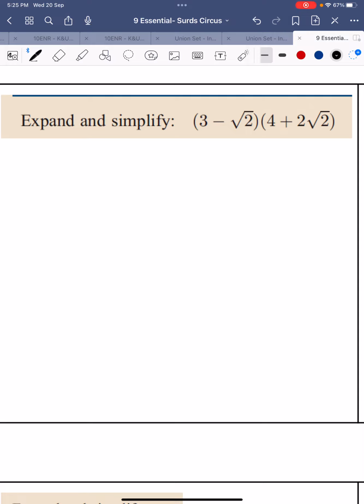So here's some more surd multiplication. I'm going to use a grid method here. So we're going to draw a rectangle, and we're going to split it into pieces, 4 pieces.